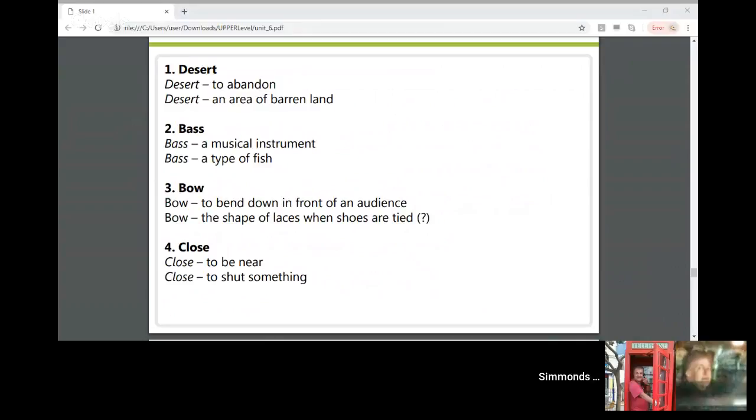All right. Let's move on to the second one. Who wants to pronounce this word for me? All right, what do we have? Bass.